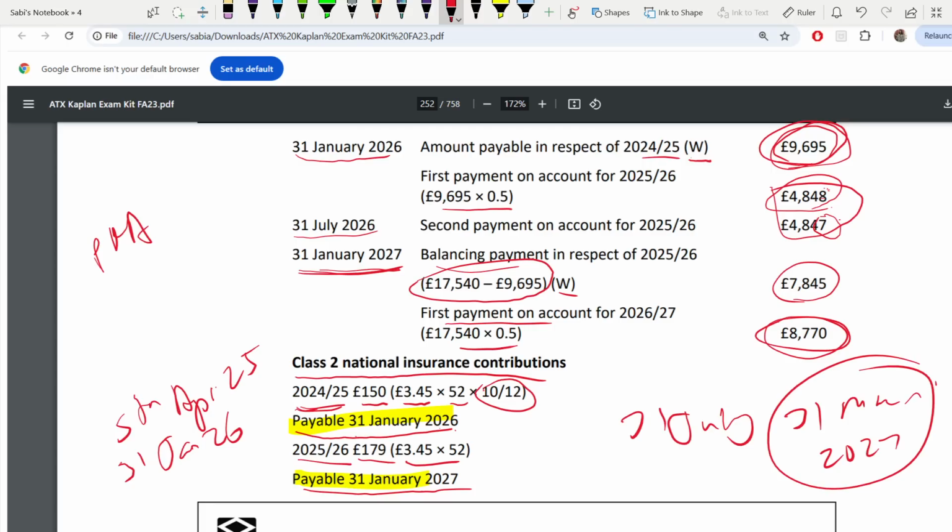And when it comes to the balancing payment, it is just the difference between this amount payable and the second one. So 7845. And also on that date, the first payment on account for the next year will start here.